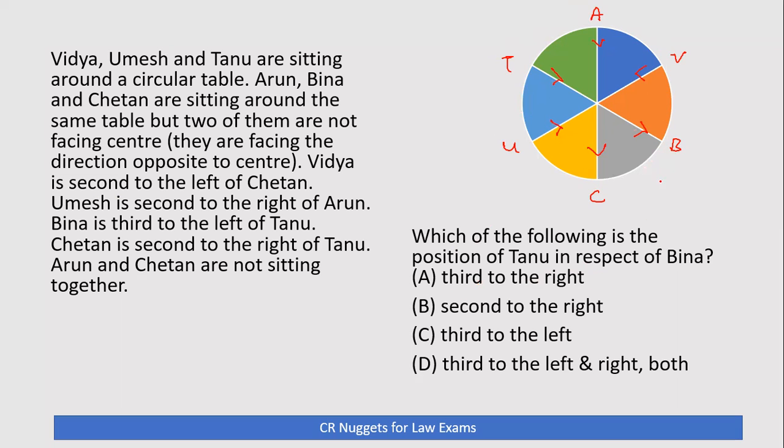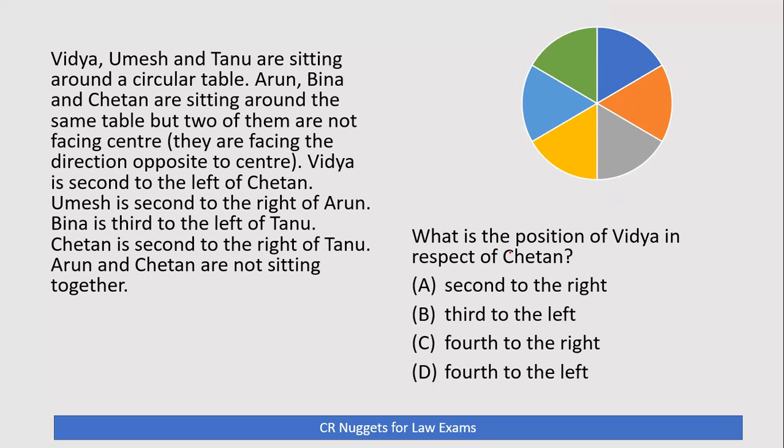So third to the right, second to the right, third to the left. The answer has to be this. Beena is third to the right, because both are opposite. So both ways we can see, third to the right and third to the left. The answer is option D. See, you could have solved this question even if the table was not completed, because both are opposite. If both are opposite, then whether I count from left or right, it will be equidistant. So even if your diagram was not complete, you could have solved this question.